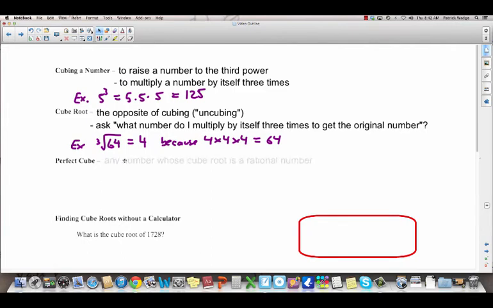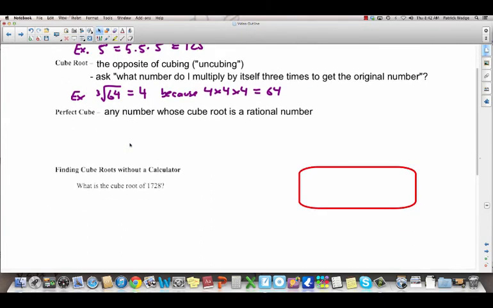What's a perfect cube? A perfect cube is any number whose cube root is a rational number. So the whole number perfect cubes. Well, 0 is, because 0 times 0 times 0 is 0. 1 is, because 1 times 1 times 1 is 1. Is 2? No. Is 2 a perfect cube? No, it's not at all. Is 3? No. 4? No. 5? What's the next one? 8. How do I know that?